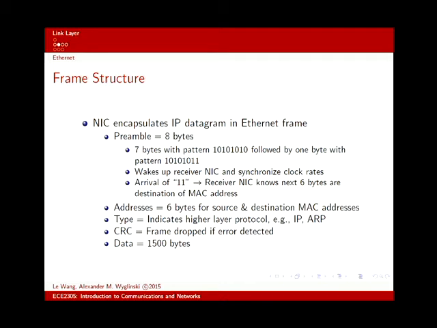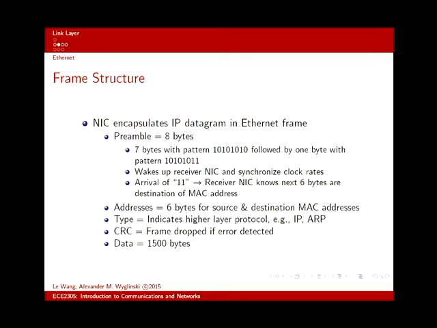So that's why we have this alternating 10101010. It's kind of like, okay, here's this alternating pattern, let's synchronize to this clock, this pattern. Now, the arrival of the 11 says, okay, enough synchronizing. The next thing is going to be the MAC address, right? So that's the trigger. After all those alternating ones and zeros, when it's 11, stop synchronizing. The next bit of information is going to be the MAC address, the hardware address of your device. And so the 6 bytes are source and destination MAC.